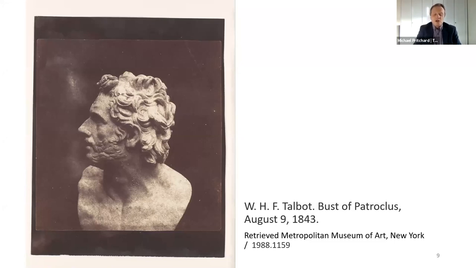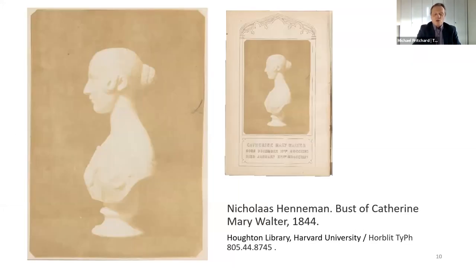The first public sculpture photographed was a bust of Catherine Mary Walter, the daughter of the Times newspaper proprietor, which appeared as a frontispiece to a privately published memorial to her in 1844. The sculpture was photographed by Nicholas Henneman, who'd been employed by Talbot, but was now running a photographic printing establishment in Reading. The bust was set against a dark background. This practice of setting sculpture against a neutral background was often the norm, isolating it from the background and allowing the viewer to concentrate on it without distraction.